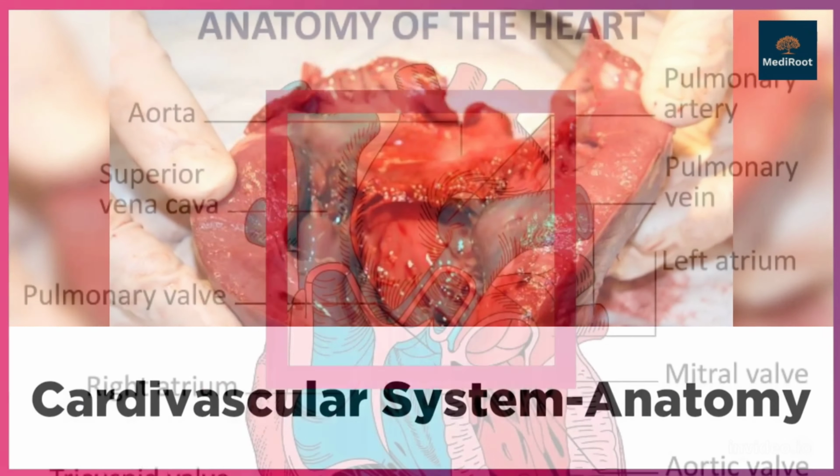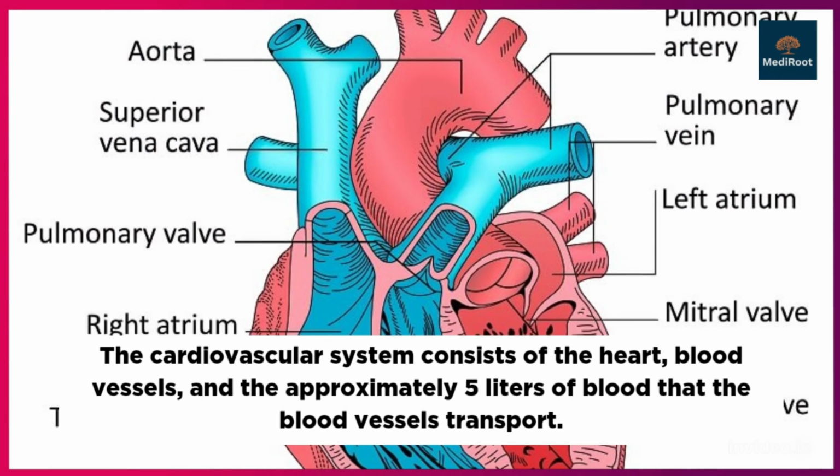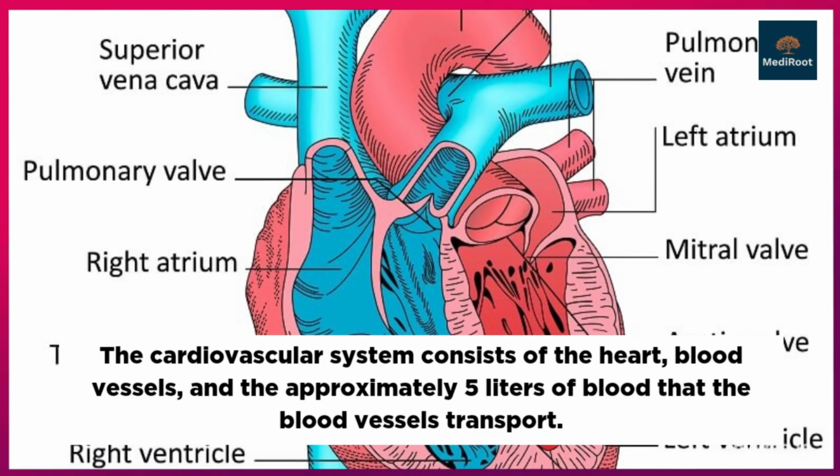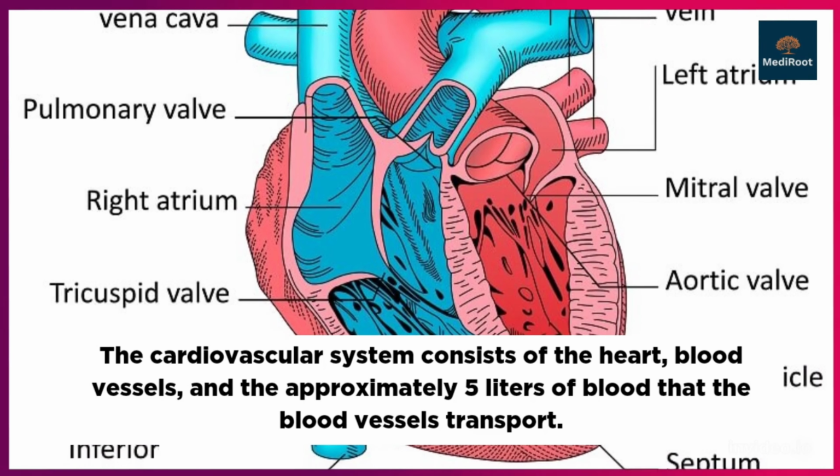Cardiovascular system anatomy. The cardiovascular system consists of the heart, blood vessels, and the approximately 5 liters of blood that the blood vessels transport.